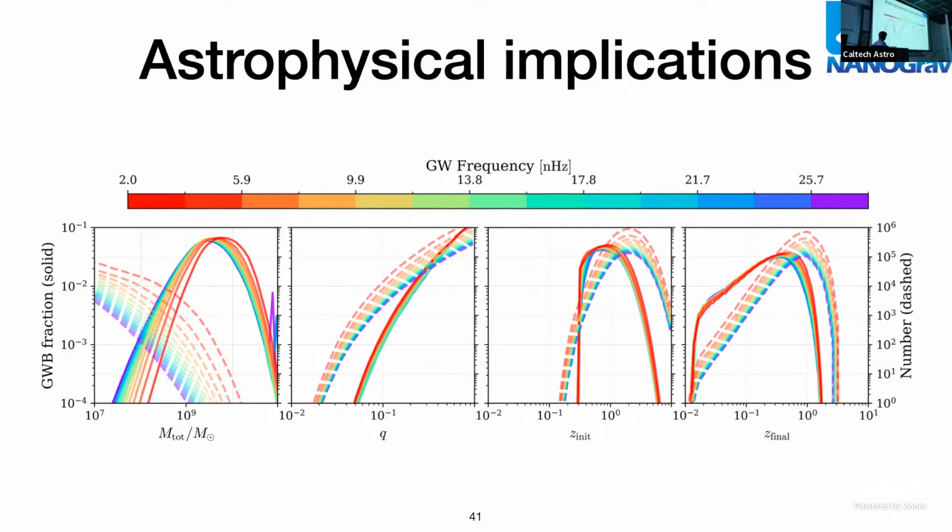Color represents the frequency of the gravitational waves that we're observing. The y-axis over here corresponds to the solid curves, and that's the fraction of the gravitational wave background that is contributed by, say, masses at 10 to the 9 solar masses. These dashed curves correspond to the y-axis over here, which represents the number of binaries that are contributing. So what you can see is that lower frequencies are going to be dominated by higher masses. Higher frequencies, which would be the purple here, are dominated by lower masses. And you can also see that we've got many more binaries that are probably emitting at low frequencies and fewer that are emitting at higher frequencies.